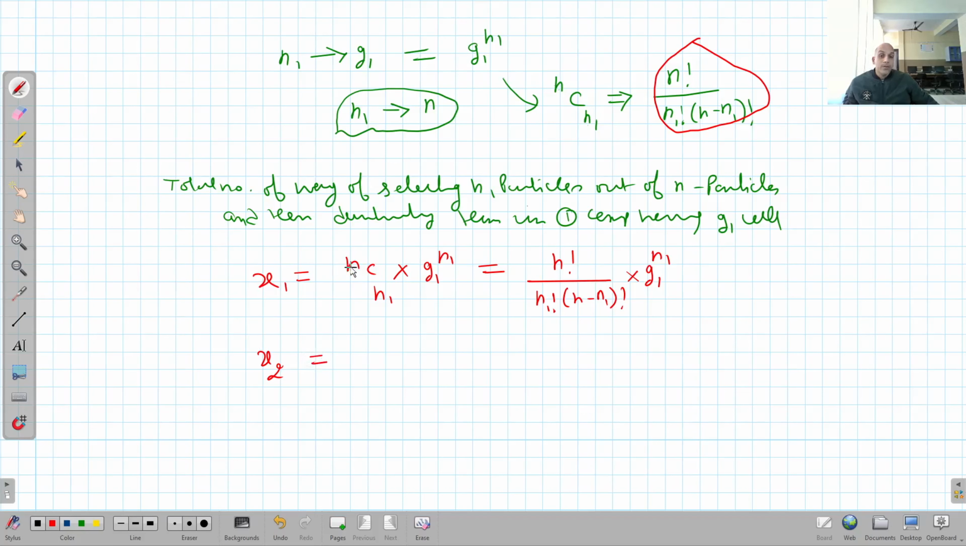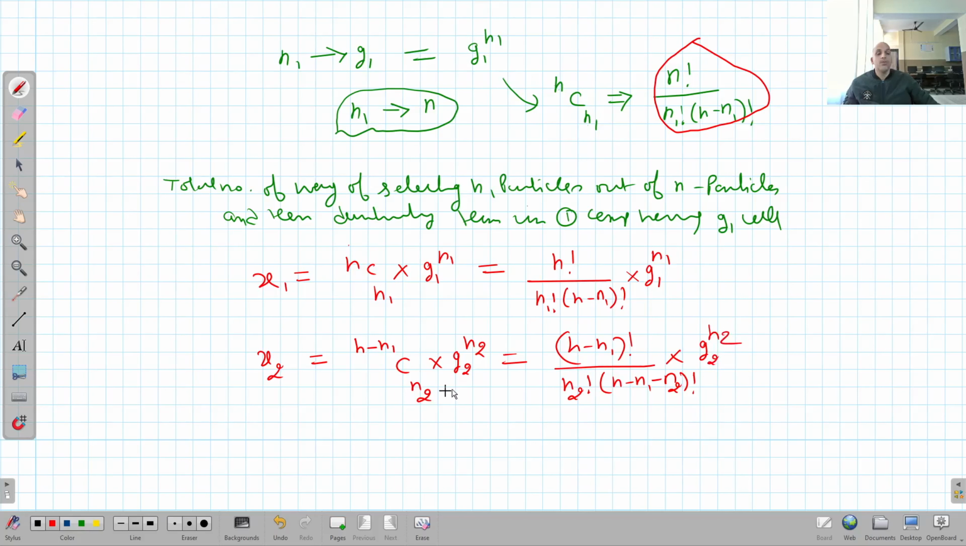Now here, in case of the second compartment, n is not the same. Why? Because we have already taken n1 particles out of the n particles and put them in the first compartment. So the number of particles left with us is n minus n1. Then C n2 into z2 power n2. So it becomes n minus n1 factorial divided by n2 factorial into n minus n1 minus n2 factorial into z2 power n2.